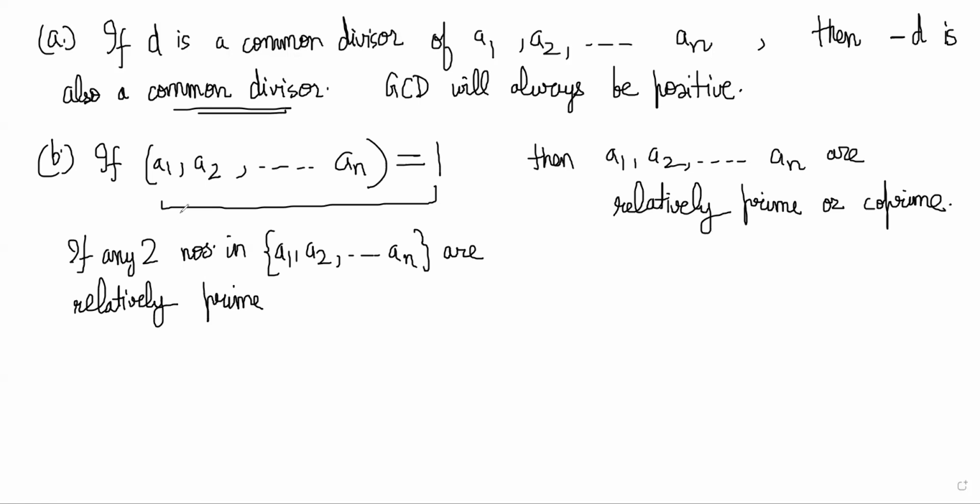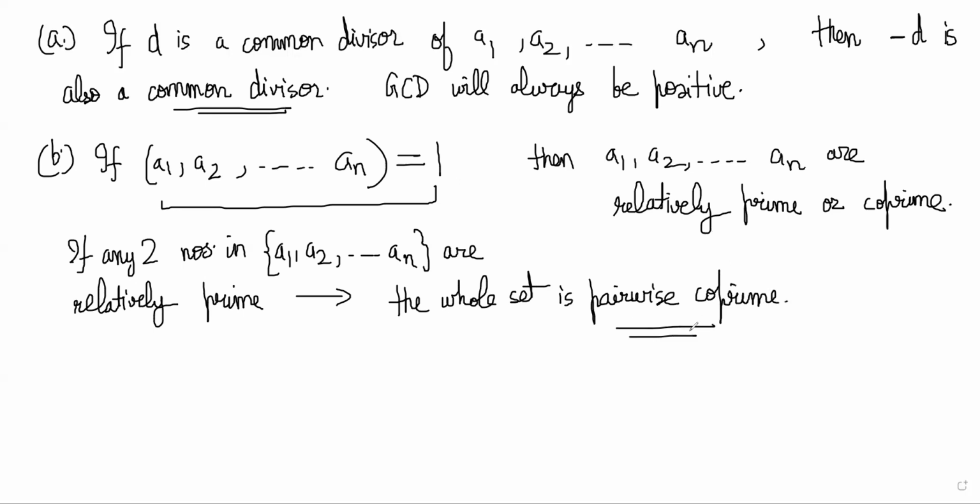If any two numbers, not the entire set, but any two numbers in the set are relatively prime, then we say that the whole set is pairwise coprime. What does pairwise coprime mean? It means we can pick any two numbers out of the set and those two numbers will also be relatively prime. Like there is a difference between relatively prime and pairwise coprime.